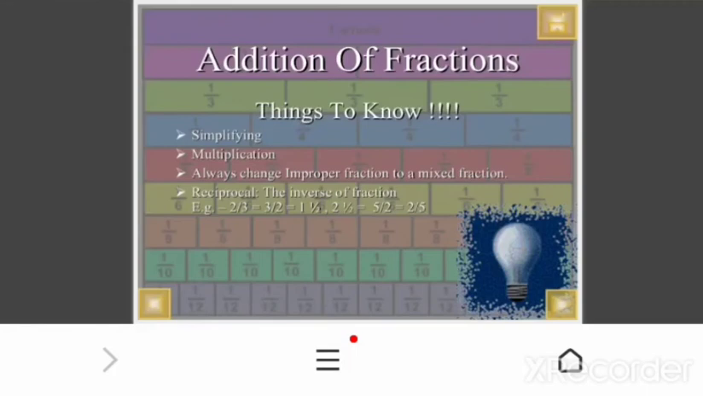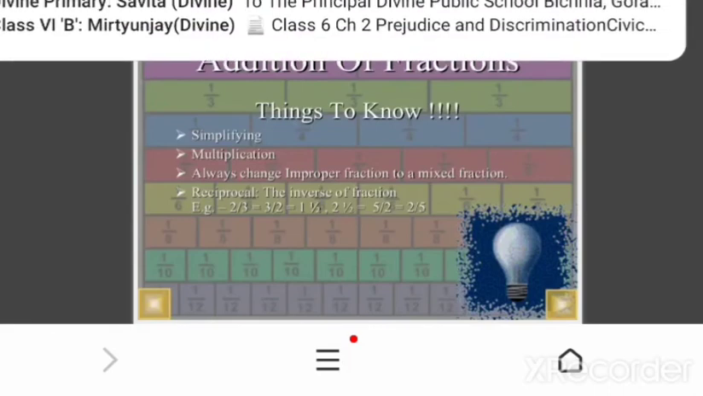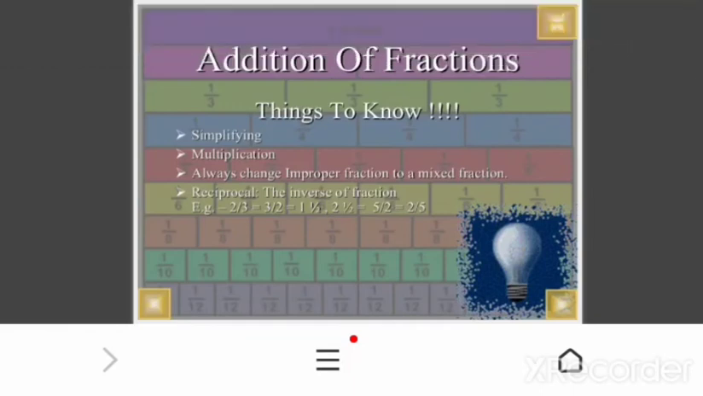Reciprocal, the inverse of a fraction. For example, 2 upon 3 can be written as, children, 3 upon 2, which is equal to 1 whole 1 upon 2. Similarly, children, 2 whole 1 upon 2 can be written as 5 upon 2, and the reciprocal of 5 upon 2 is equal to, children, 2 upon 5. So children, try to understand the concept of reciprocal. Actually, we are dealing with the division of fractions.